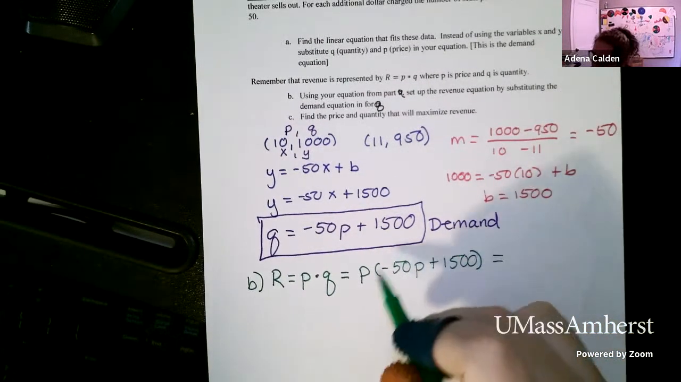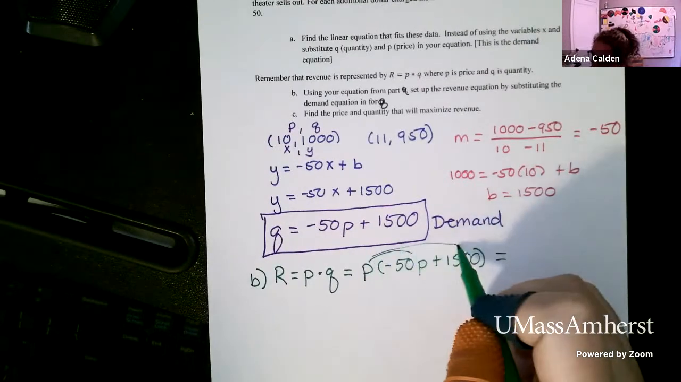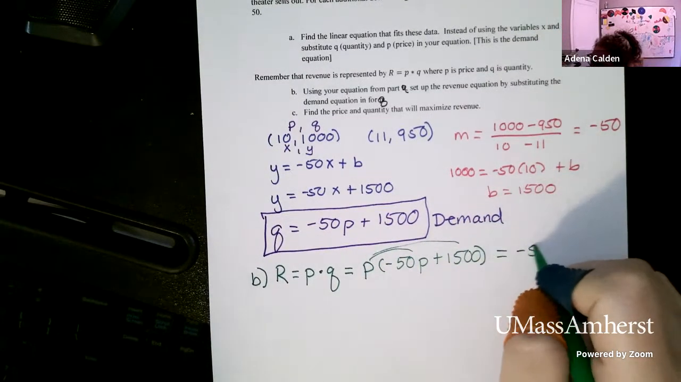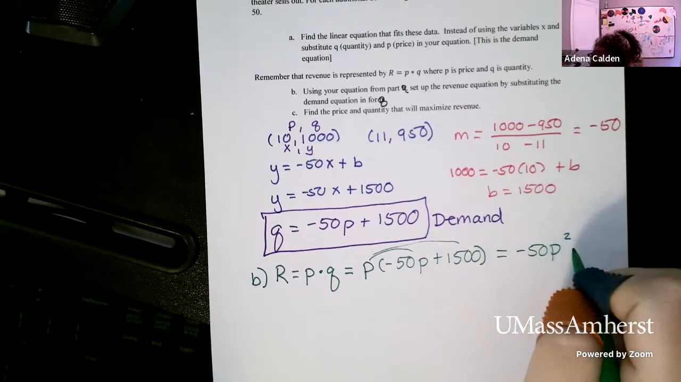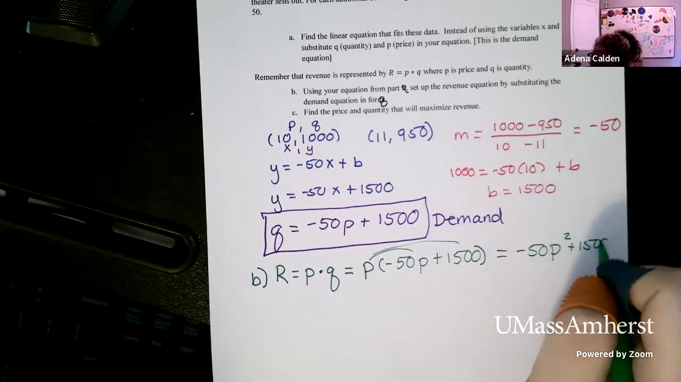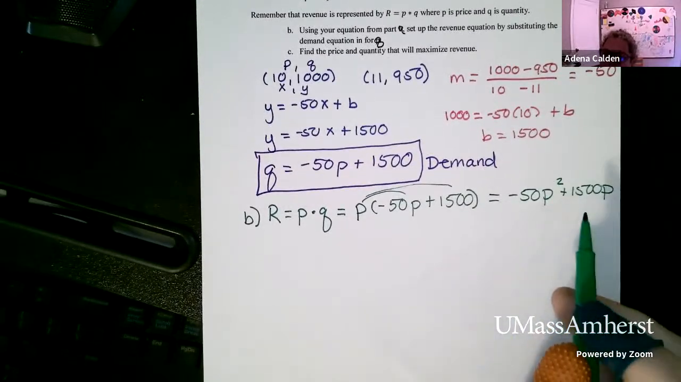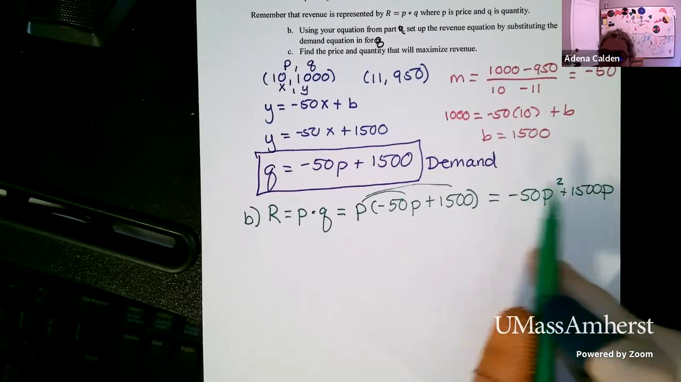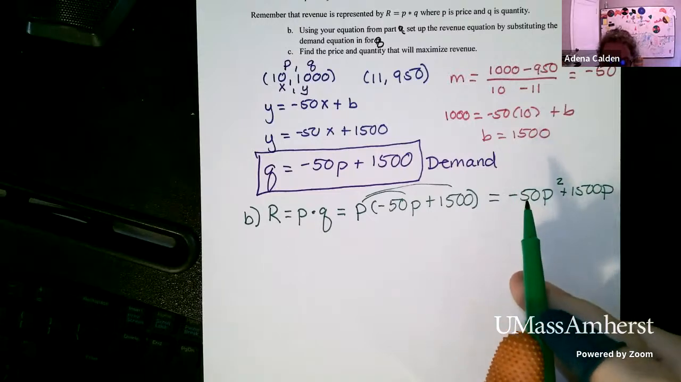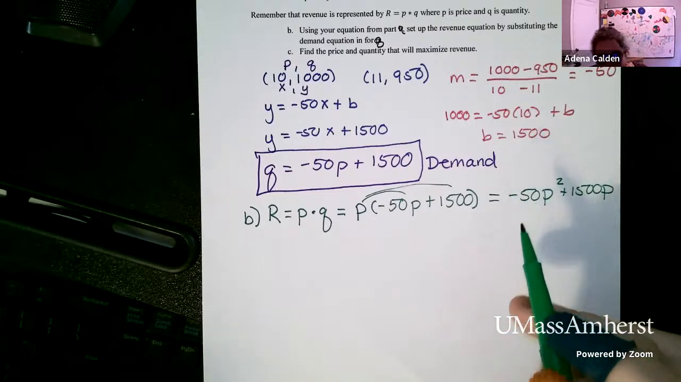So I'm going to simplify this by distributing the p through the parentheses. I get negative 50p squared plus 1500p. So now I have a revenue equation that's in terms of one variable, in terms of price. And so that's what I was looking to do in part B.